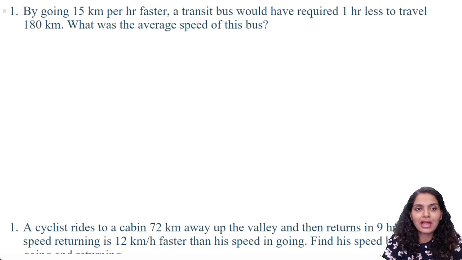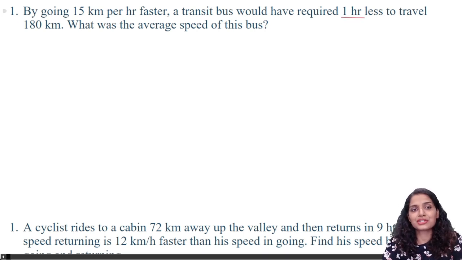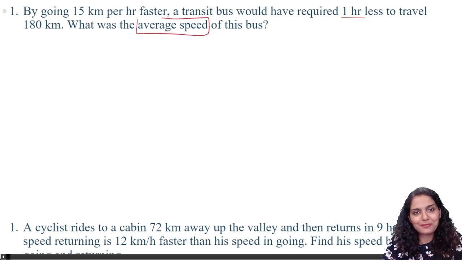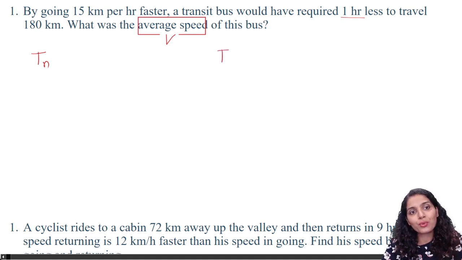Okay, now by going 15 kilometer per hour faster, a transit bus would have required 1 hour less to travel. What is the average speed? So very easy. Let the average speed be x. See? Now again there are two conditions. Time with normal speed and time with extra speed, or I can say fast speed.